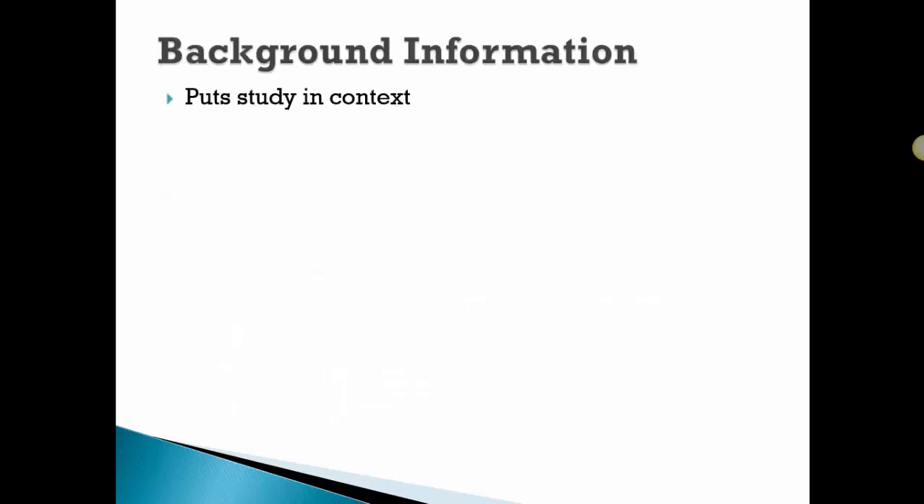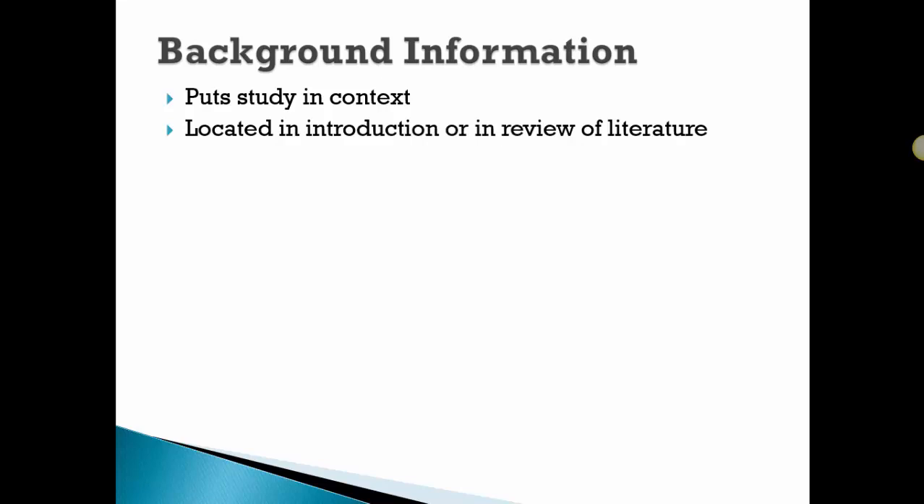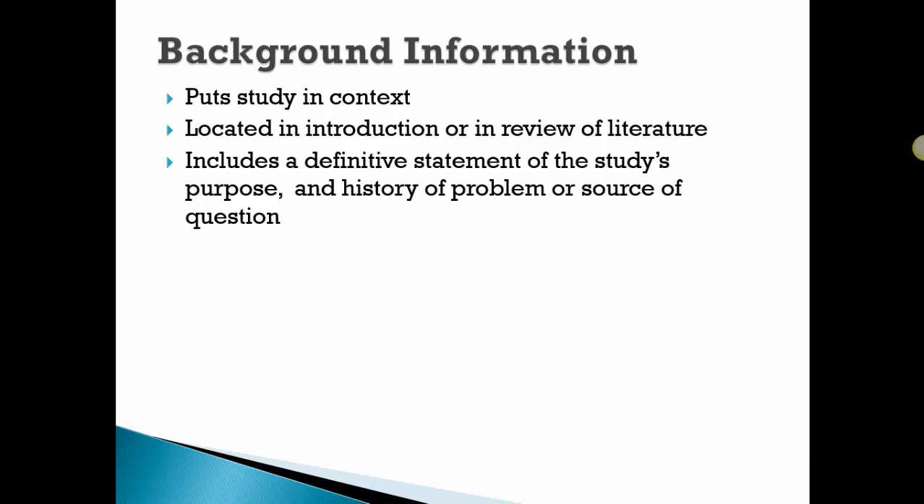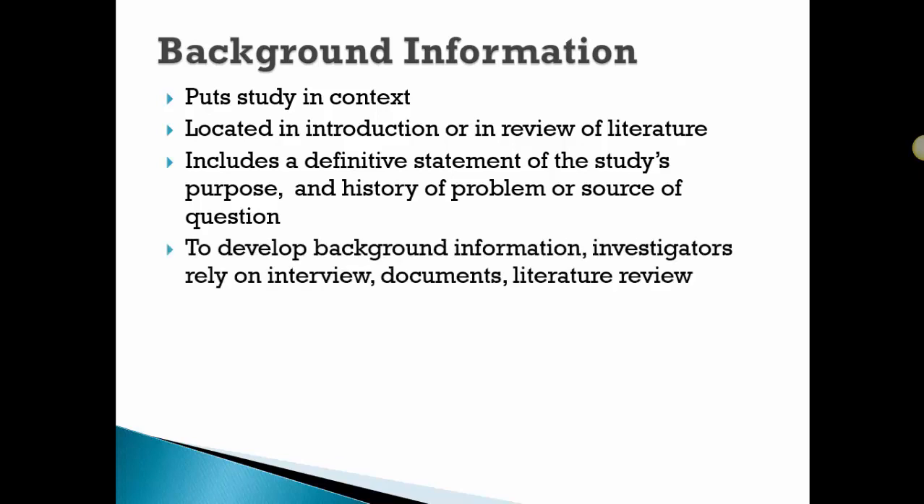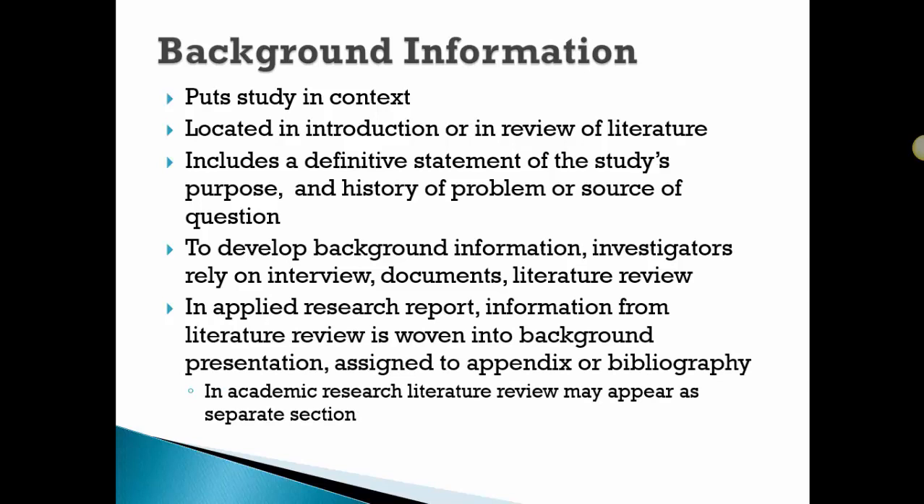Background information puts the study in context. It's located in the introduction or the review of the literature. It includes a definitive statement of the study's purpose, a history of the problem or source of the question, and then developed background information. To develop it, the researchers would look at interviews, documents, the lit review, etc. In an applied research report, information from the literature review is woven into the background presentation, assigned to the appendix, or the bibliography. And in academic research, the literature review might appear as a separate section.